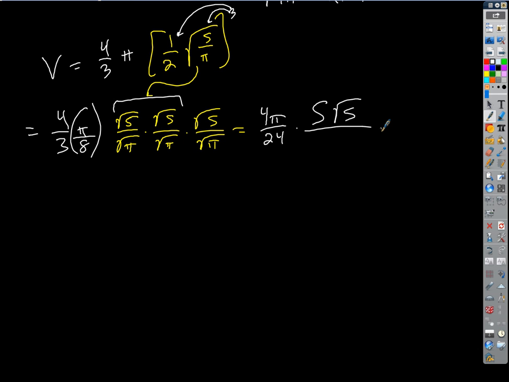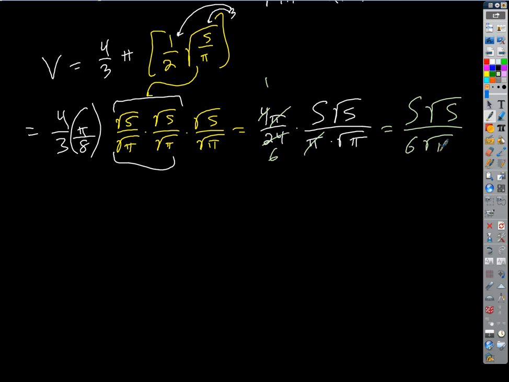What about the bottom? I get square root of pi times square root of pi is pi, times square root of pi. So some stuff cancels then, right? Look, those pi's cancel. 4 over 24 reduces to 1 over 6, so it's starting to look better. So that leaves us with s times the square root of s over 6 times the square root of pi.